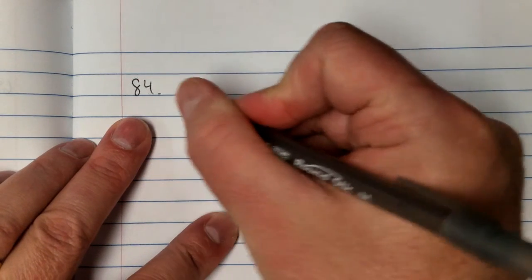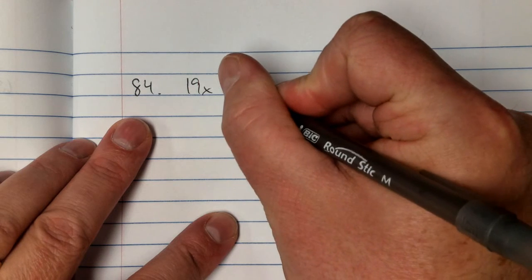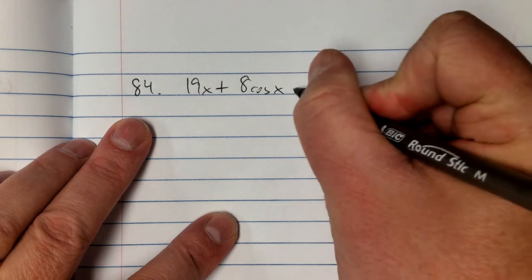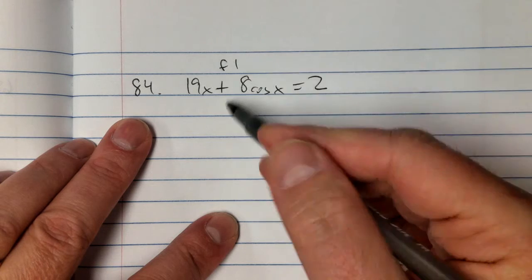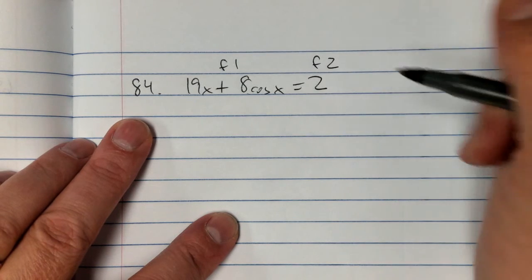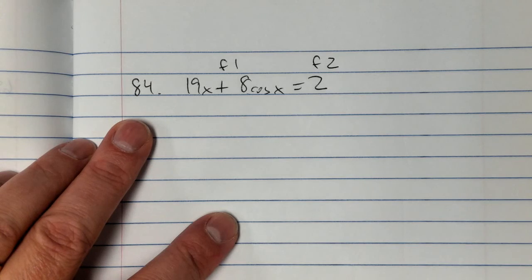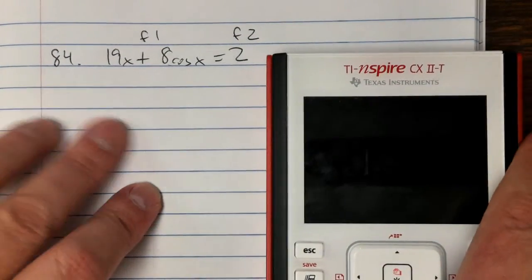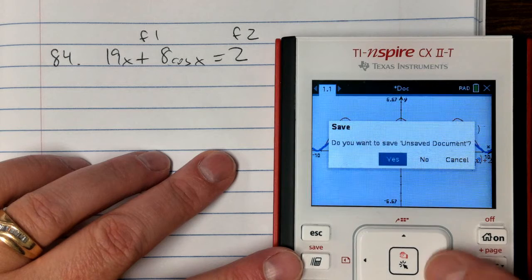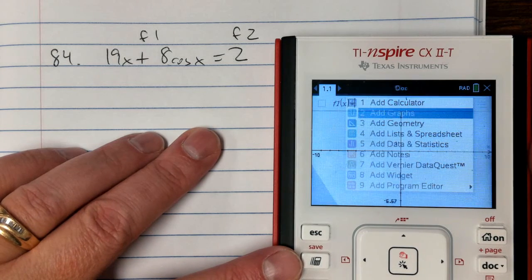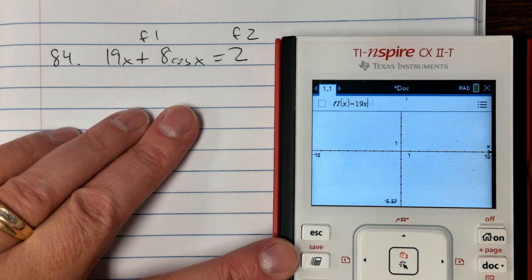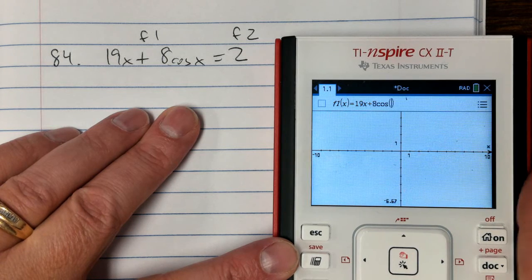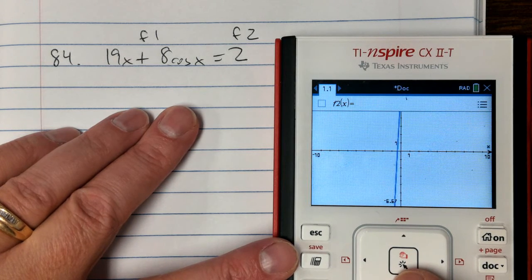Okay, then our last ones are easy. They're just ones that you round. So 84, you have 19x plus 8 cosine x equals 2. Say the left side's function 1, the right side's function 2. So we go 19x plus 8 cosine x, and then we put 2.